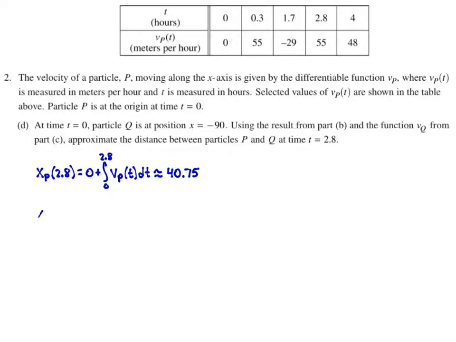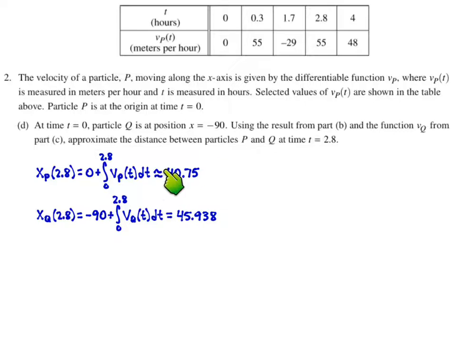For the position of particle Q at 2.8, we need our initial position, and part D gave us our initial position of negative 90, so we're going to say negative 90 plus the integral from 0 to 2.8 of the velocity of Q. Again, make sure our initial time matches our initial position. And then from here we're just going to type this into our calculator because we have the equation for the velocity of Q. Don't forget to add the negative 90 there, and you end up with 45.938.